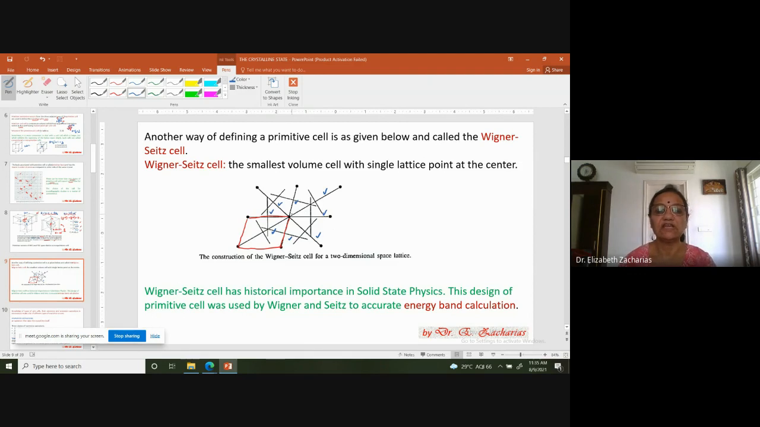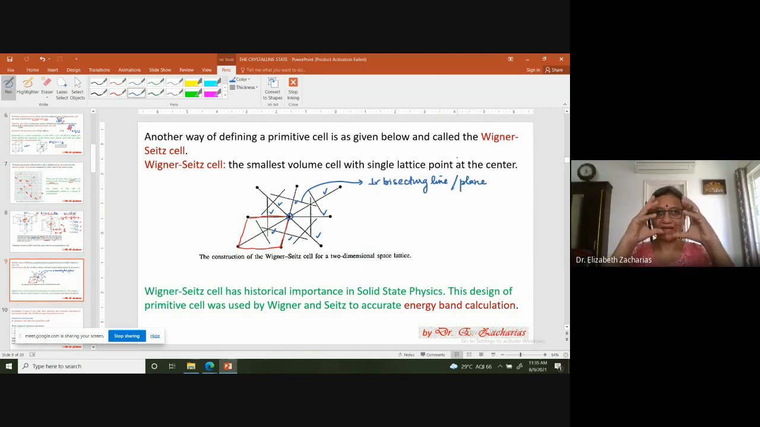So this central lattice point, you're going to connect it to the neighboring lattice points. After you connect, what you have to do is draw a perpendicular bisecting plane. In this case, it is a line, because it's a 2D picture.